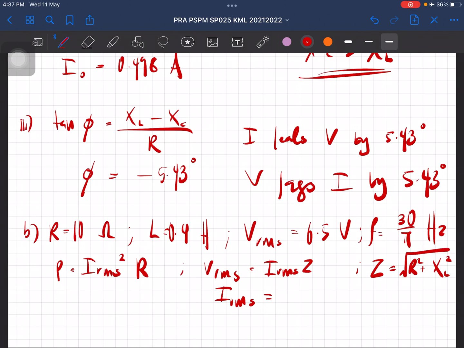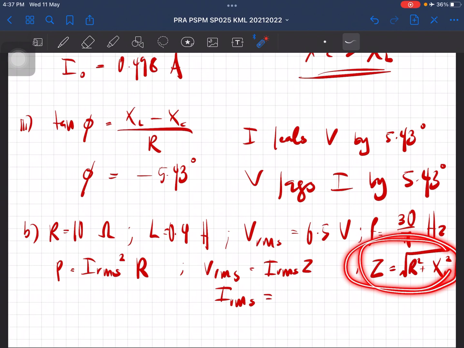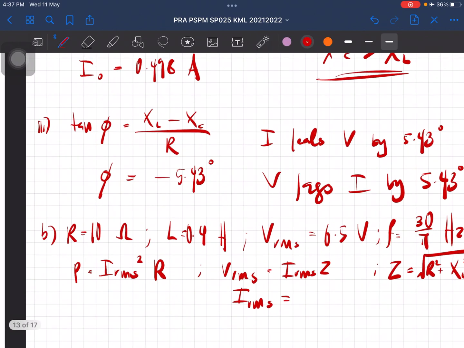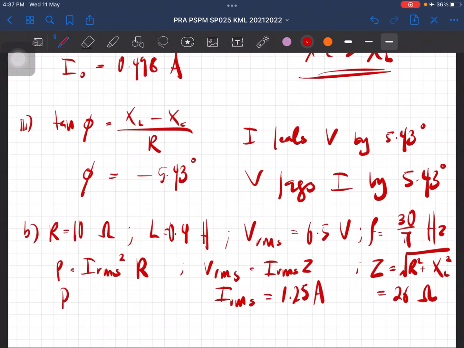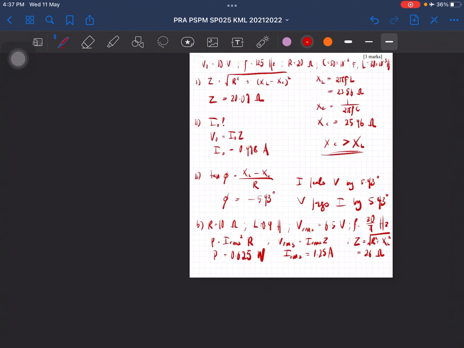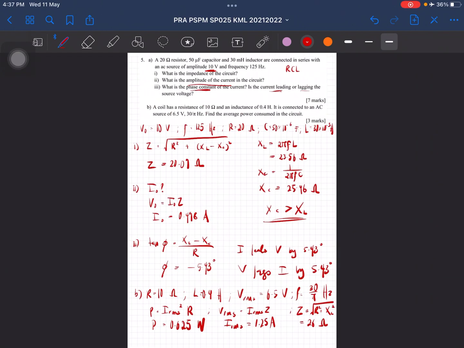Z is the square root of R squared plus XL squared. This is an RL circuit only, so the impedance is calculated this way. You will get 26 ohm, and the RMS current you will get 0.25 ampere. So the power you should get 0.625 watt. Alright, okay, so that is on question number 5.